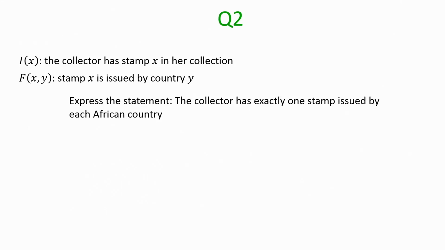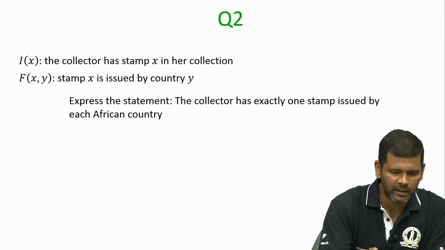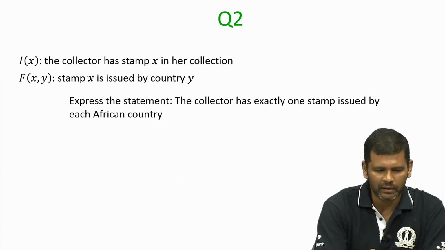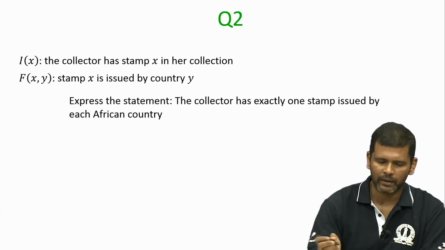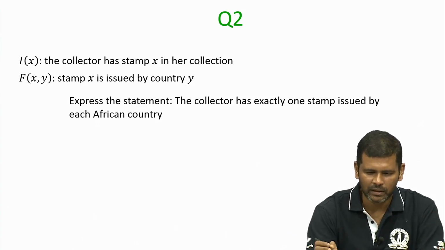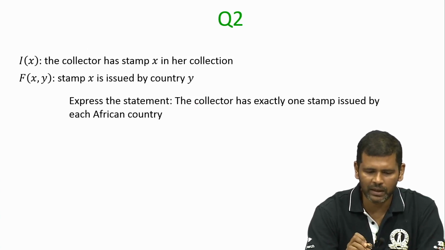Let us see question number 2. In this question you are given two predicates which are defined for you. I(x) denotes that a stamp collector has stamp x in her collection, and F(x, y) denotes that stamp x is issued by country y. You have to express the statement that this collector has exactly one stamp issued by each African country. So, I am making a statement about a specific collector, and I want to state that for each African country he has exactly one stamp issued by that country in her collection.